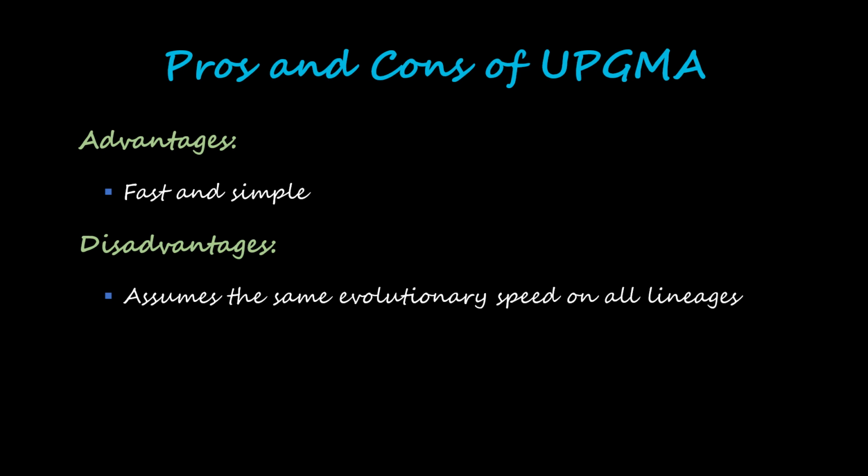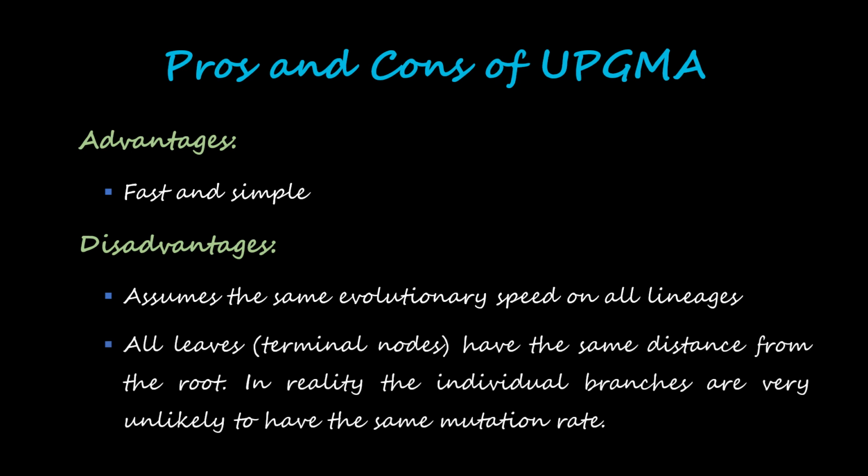The disadvantage is that it assumes the same evolutionary speed on all lineages. So it is assuming that everything has evolved at the same speed, which is actually not the case in reality. It's just an assumption. Then all leaves, that is the terminal nodes, have the same distance from the root node. In reality, the individual branches are very unlikely to have the same mutation rate. So this is exactly the disadvantage of this method.